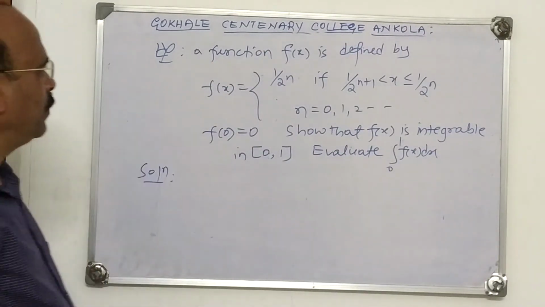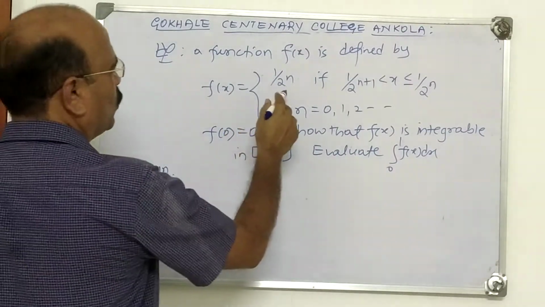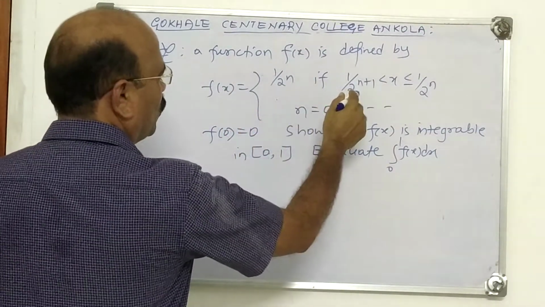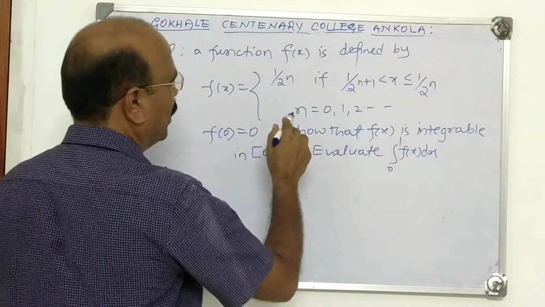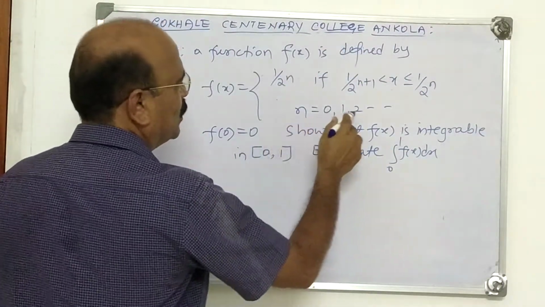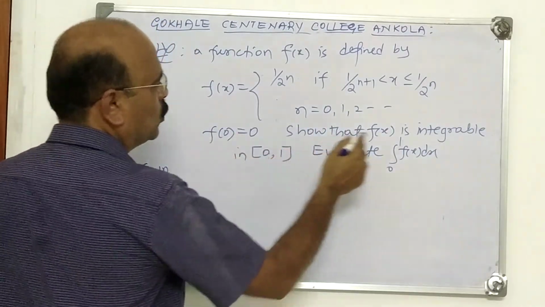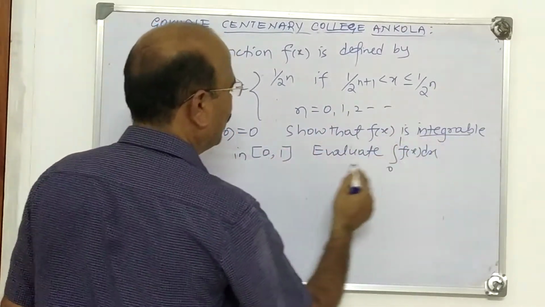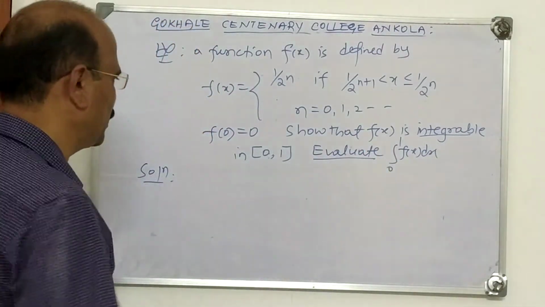Consider the example. A function f(x) is defined by f(x) = 1/2^n if 1/2^(n+1) < x ≤ 1/2^n. What are the values of n? 0, 1, 2, etc. And f(0) is 0. Show that f(x) is integrable. Also evaluate the integral from 0 to 1 of f(x) dx.